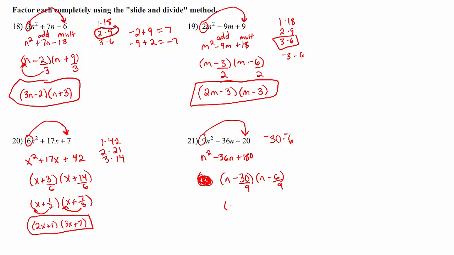I need to simplify. This first one simplifies by 3. They both simplify by 3. And then move the 3's in front. 3n minus 10 and 3n minus 2. So that is slide and divide.